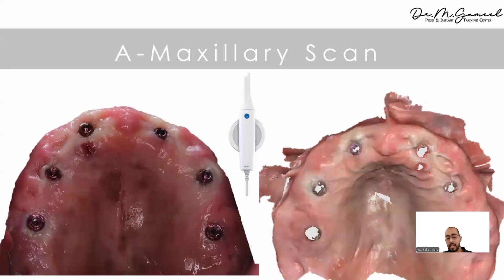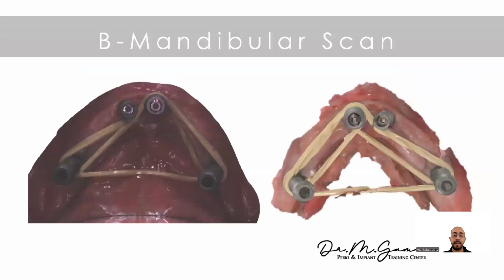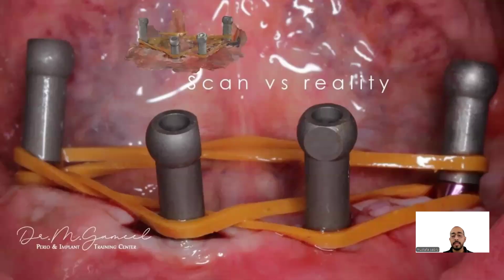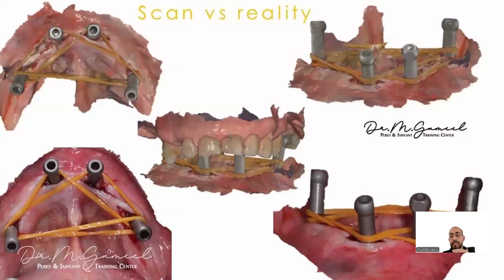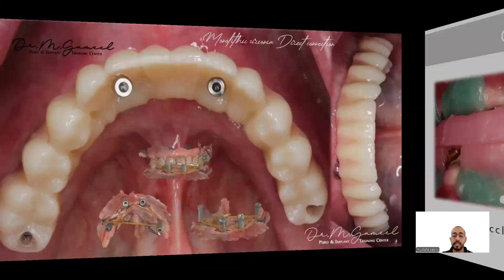So here's a maxilla. In this kind of case, it's pretty easy to record the scan for the maxilla. For the mandibular scan, it's a little bit not easy, especially if you are using a long metal scan body. In all of four, if the scan bodies are too far away from each other, you can sometimes find difficulties in scanning. So placing elastics or placing something to guide the scan body for continuous scanning is very important. As you can see, scanning versus reality, how accurate is it? And then doing monolithic direct zirconia, which is nicely passive after this small trick.